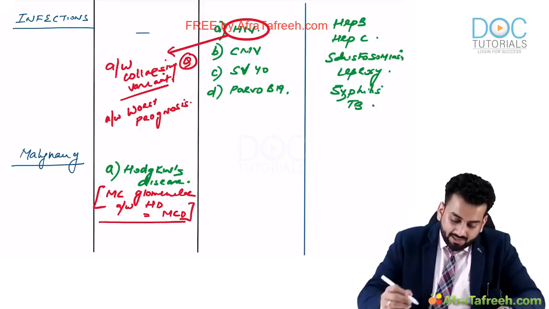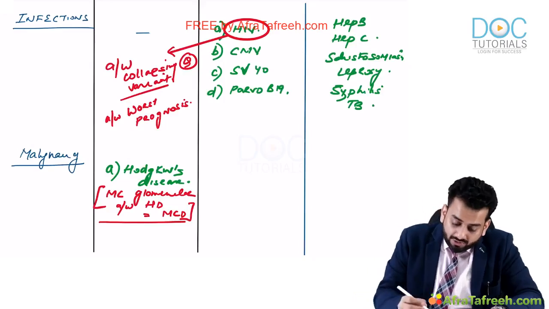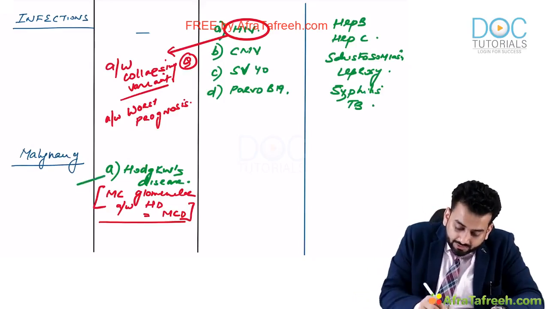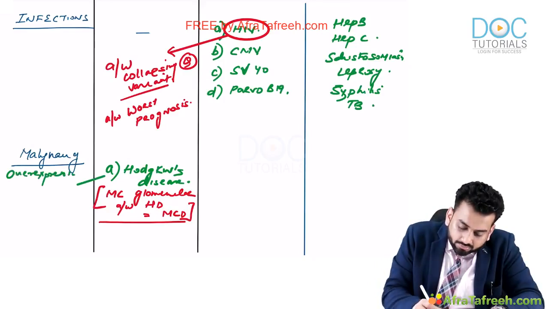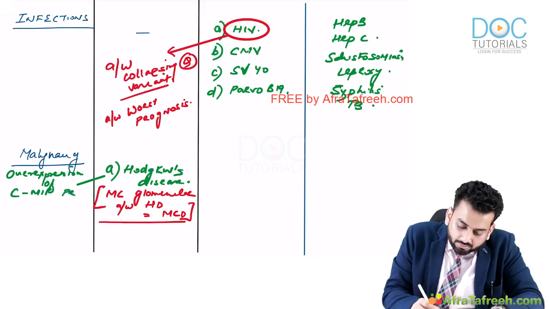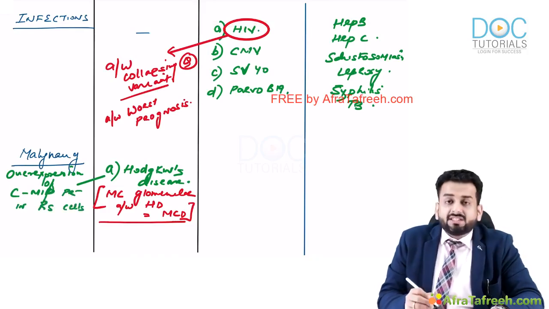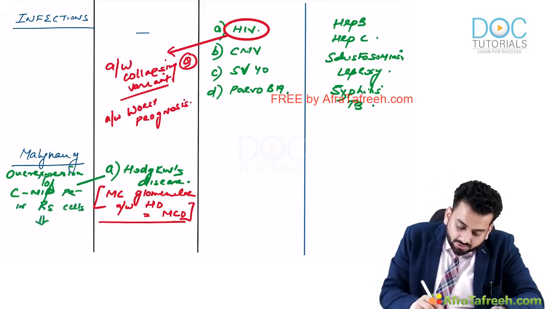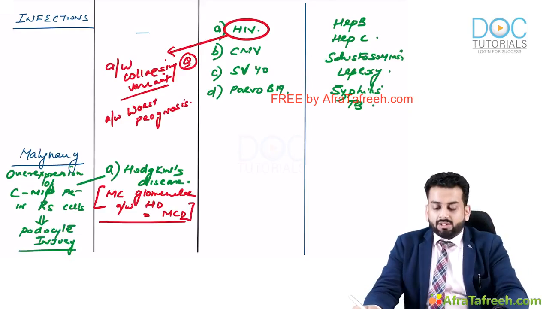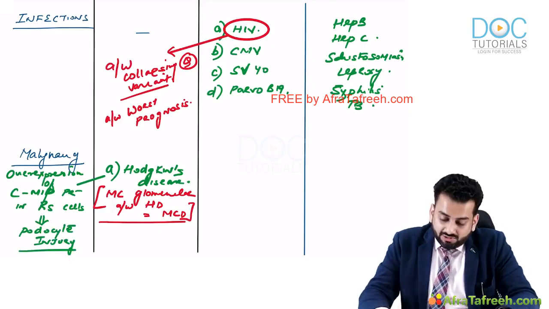So if you are ever asked the pathogenesis, what is it? It is overexpression of the c-MIP protein in the Reed-Sternberg cells, which causes podocyte injury and thus causes minimal change disease.